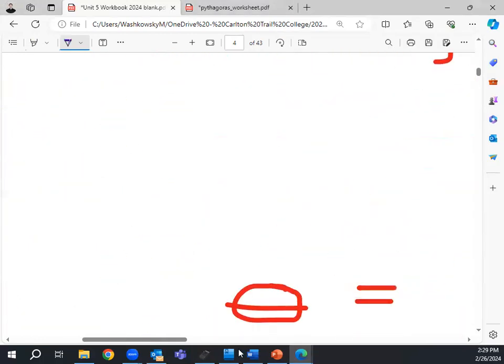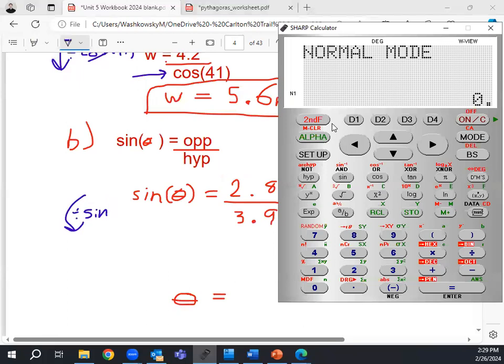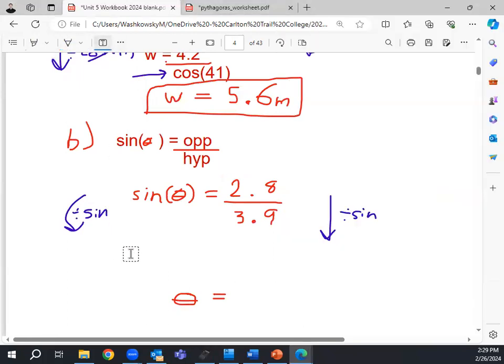Down here, I cannot just divide this by sine. It needs to have that number associated. So you trick your calculator. So what do you need to use? You need to use the second function. I'm actually going to write that down here.